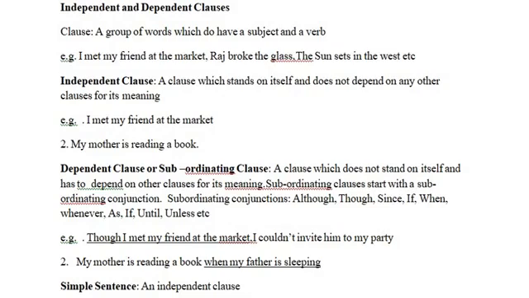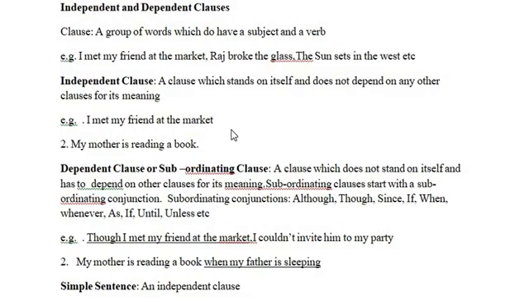Now what do you mean by an independent clause? So independent clause is a clause which is independent. That means it has nothing to depend on the other. It stands on itself and does not depend on any other clause for its meaning. For example, if I say I met my friend at the market, so this is a clause, and it's an independent clause. It has nothing to do with another clause. It's not depending on another clause for its meaning. I met my friend at the market.